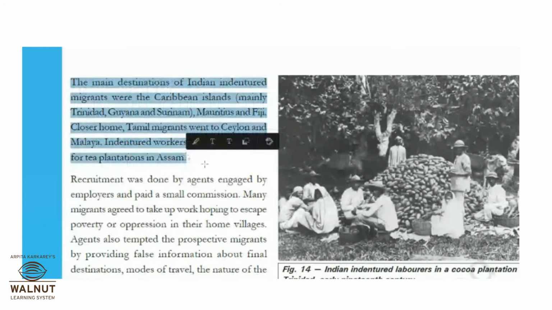The main destination of Indian indentured migrants were the Caribbean islands, mainly Trinidad, Guyana, and Suriname. Mauritius and Fiji were closer to home. Tamil migrants went to Ceylon and Malaya. Indentured workers were also recruited for tea plantations in Assam.